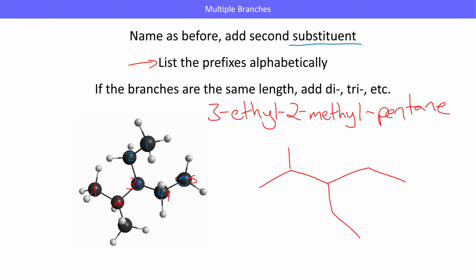This part, though, I'm not gonna worry about as much. Because it doesn't matter if I said two methyl, three ethyl. I'm still gonna draw the same structure.